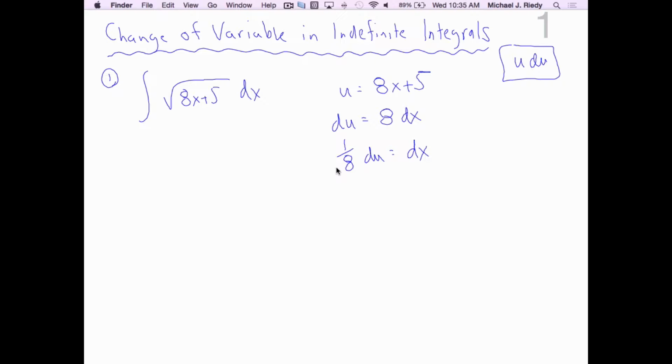Okay, so what's u equal? 8x plus 5. And what's dx equal? Good. Now we do a substitution. So come back to the original problem. I'm going to get rid of this and turn that into a u. And what's dx equal to? It's right there, 1/8 du. So cleaning that up, I get 1/8 out in front, and I get u to the 1/2 du.